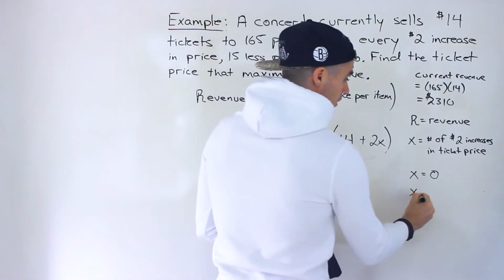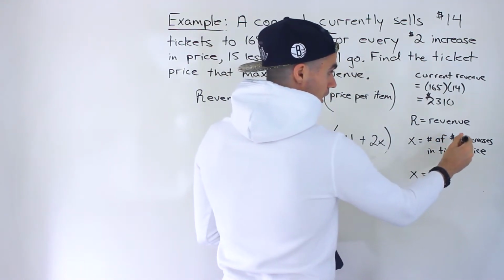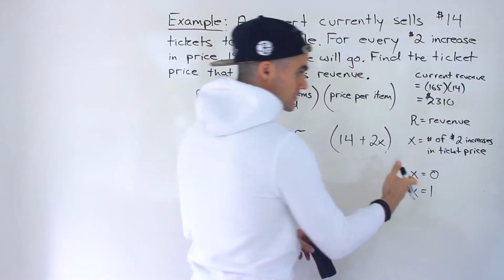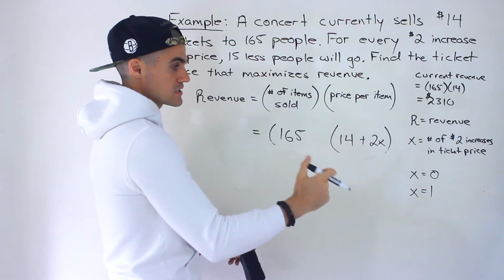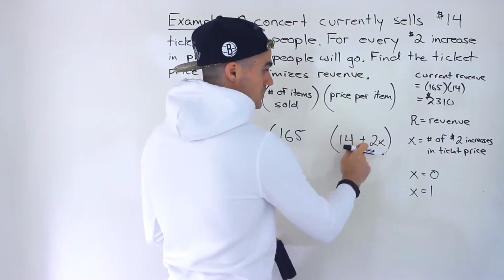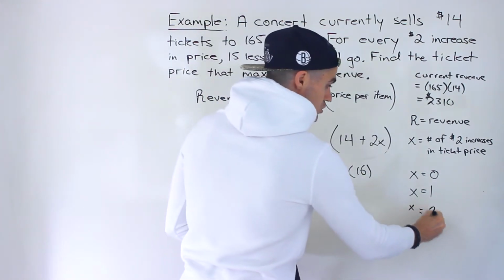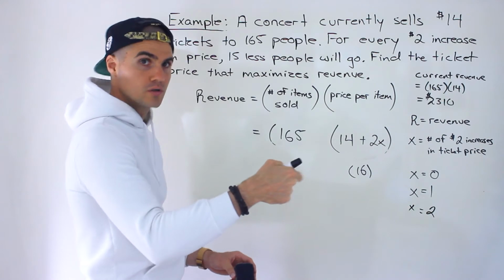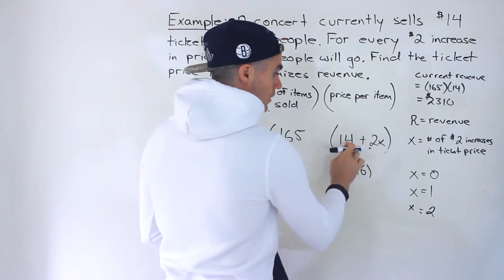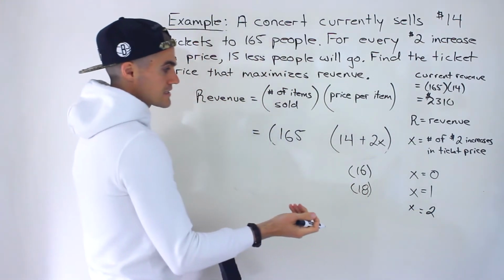But let's say we increase it. We have a $2 increase, right? This X here represents the number of $2 increases. So if X is 1, we'd plug it in here. The new ticket price would be 14 plus 2 times 1, which would give us 16. Or if X is 2, we would have two $2 increases. So we plug in 2 here. 2 times 2 is 4. 14 plus 4 would give us 18, etc., etc.